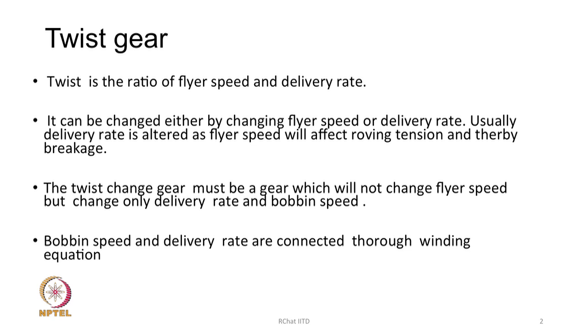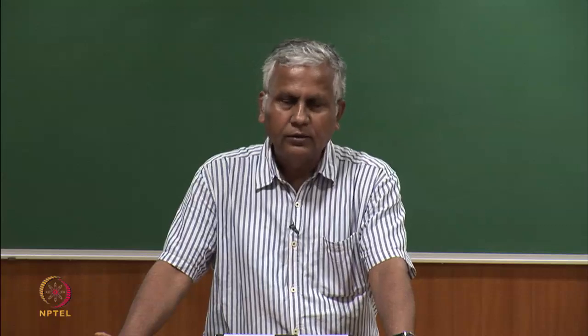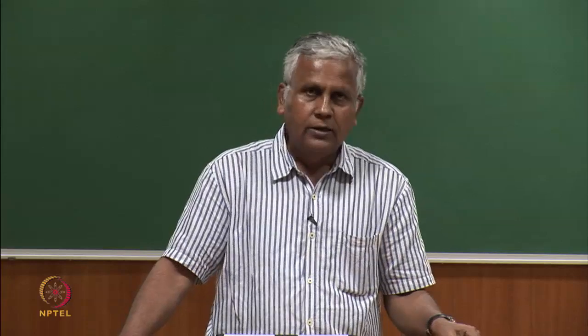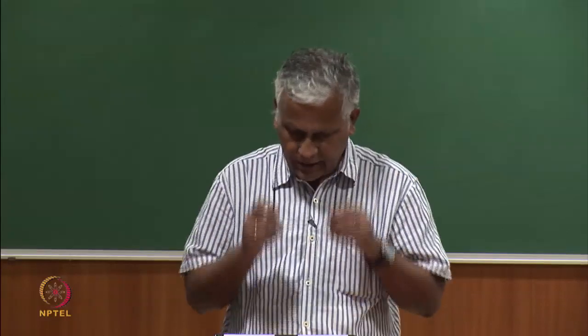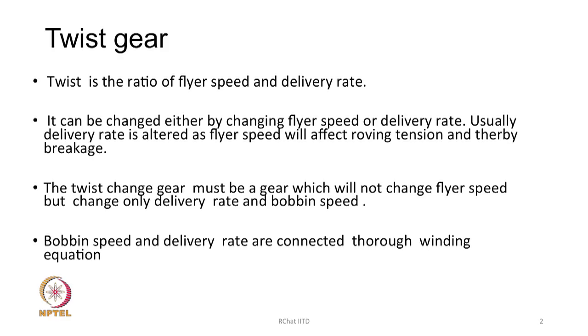Twist, we all know, is the ratio of flyer speed and delivery rate of the machine. These two are important for deciding the twist level in a roving. If this is the ratio of these two, therefore, it can be changed either by changing flyer speed or delivery rate. But usually what we do? We change delivery rate, as flyer speed will affect roving tension and thereby it can affect the breakage part also.